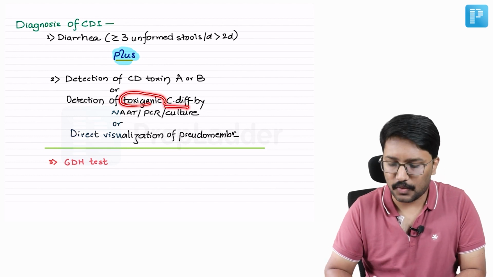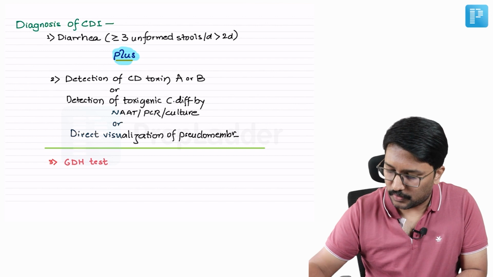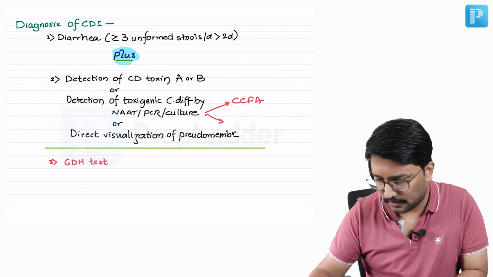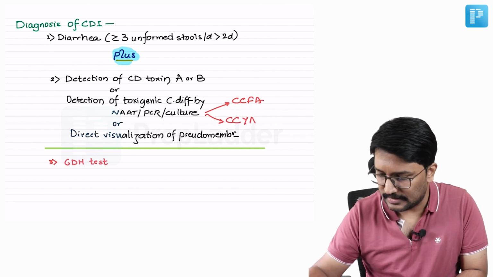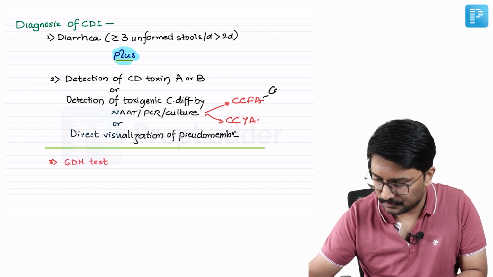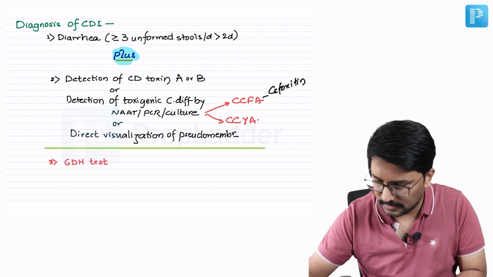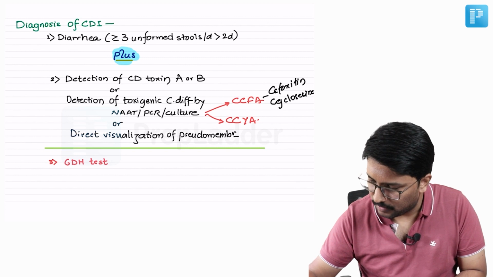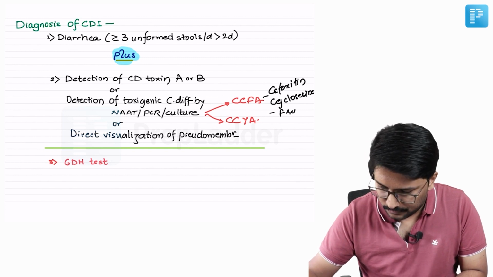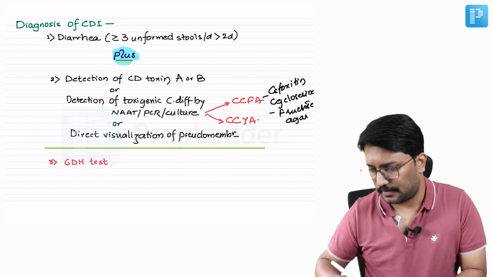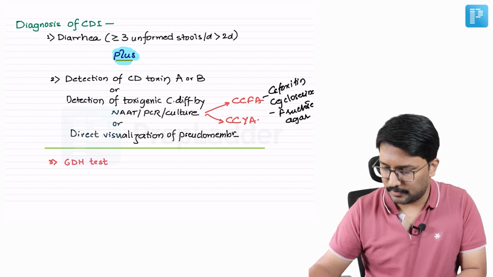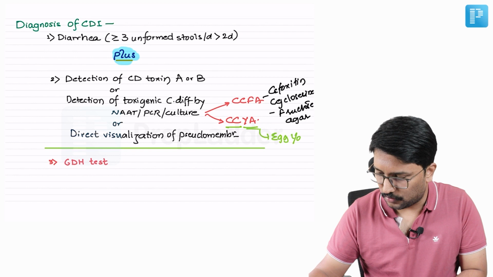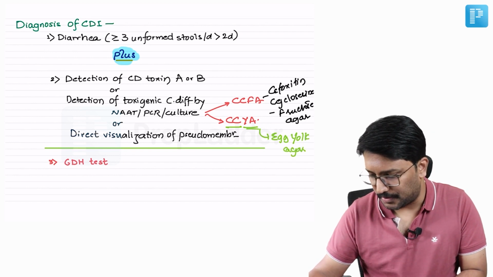difficile strains. And when you talk about culture, they might ask you what culture medium is used. We have 2 culture media that can be used. One is CCFA, the other one is CCYA. CCFA stands for cycloserine, cefoxitin, fructose agar. The first C is cefoxitin, the second C is cycloserine, and then fructose agar. In the CCYA, it is the same cefoxitin, cycloserine, and YA stands for egg yolk agar. These are the commonly used culture media.